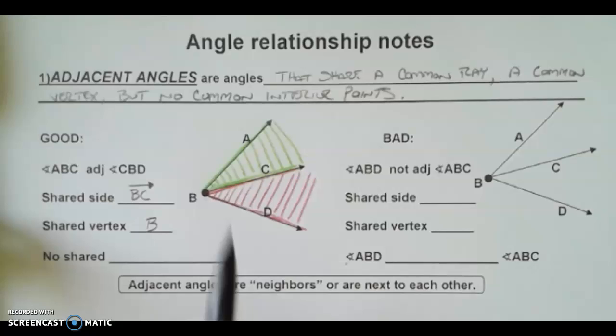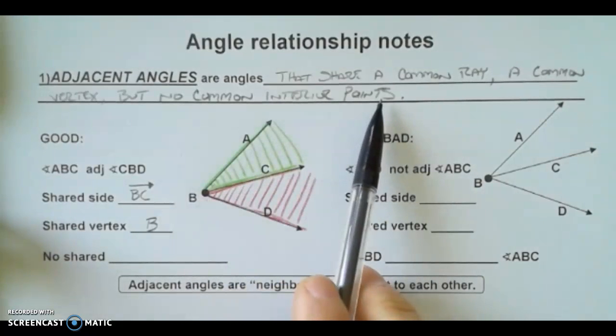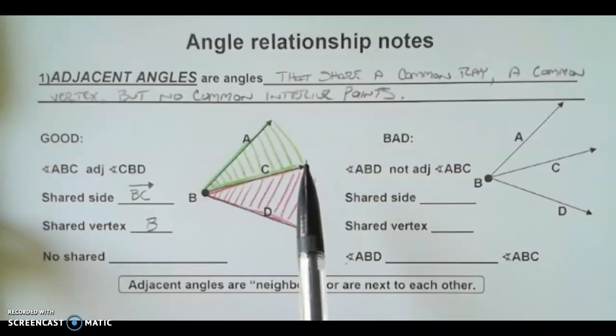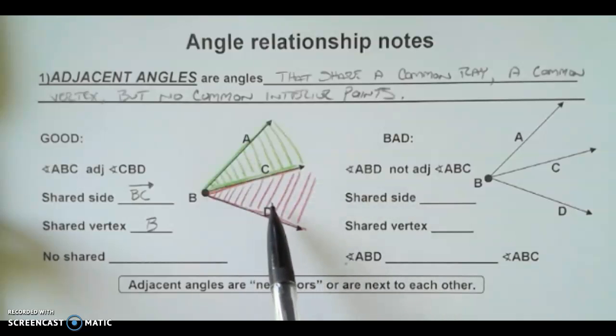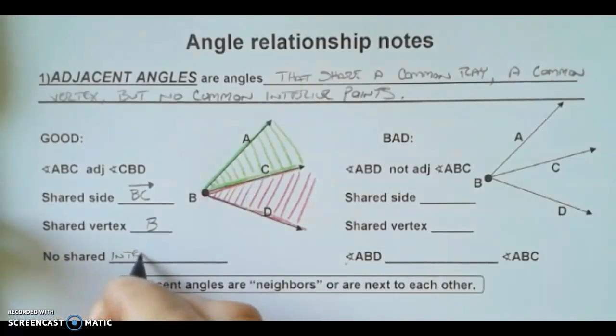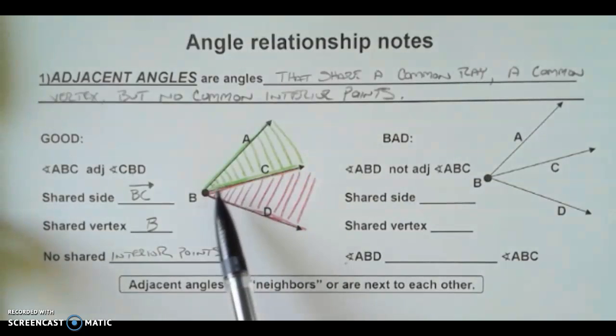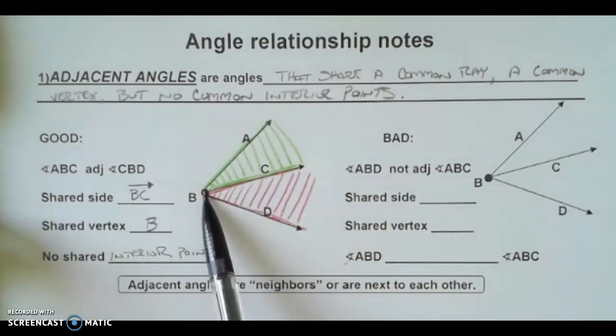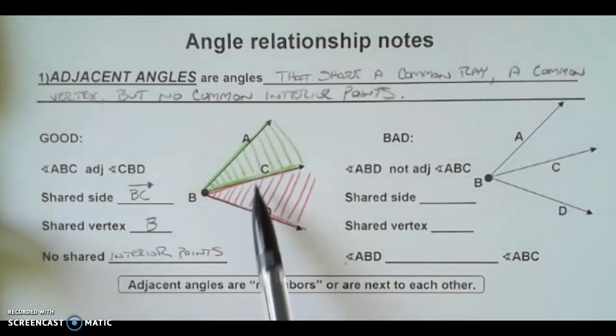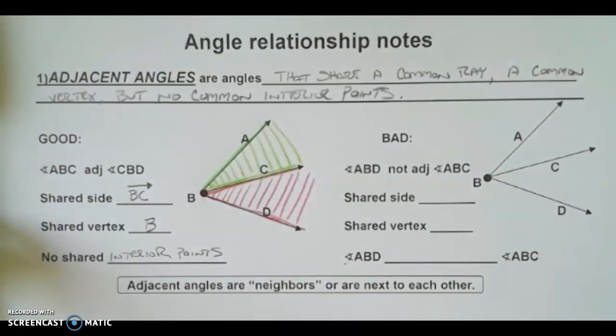And now I have to make sure that there are no common interior points. And remember, I traced or shaded the interior with green and then with red. And if you look carefully here, these colors do not overlap. So there are no shared interior points. And so this is a good example of what adjacent angles would look like. They have a common ray, they have a common vertex point, but the interiors are completely separate. The interiors do not overlap. Let's take a look at the picture that's on the right.